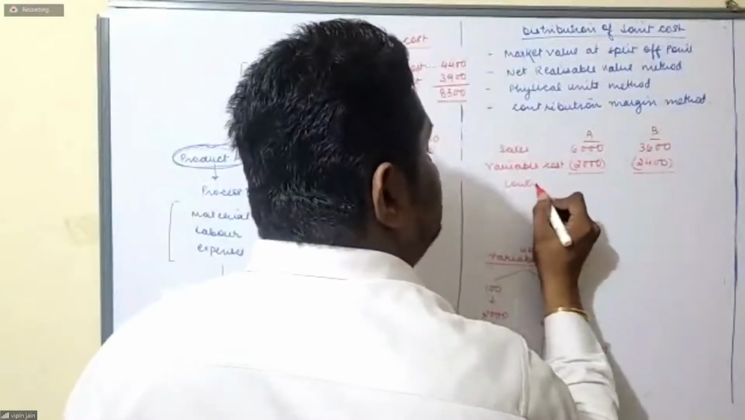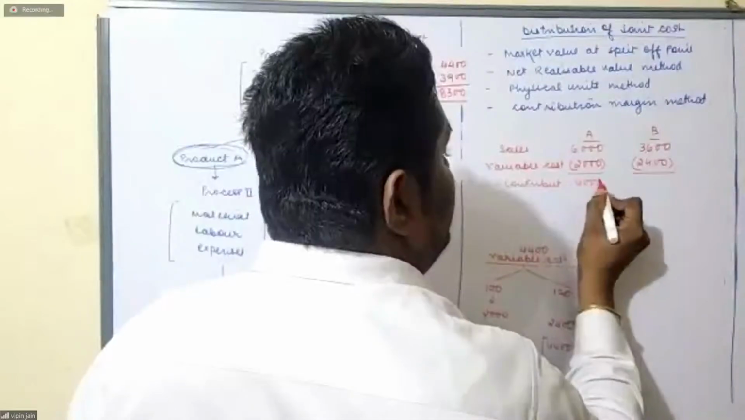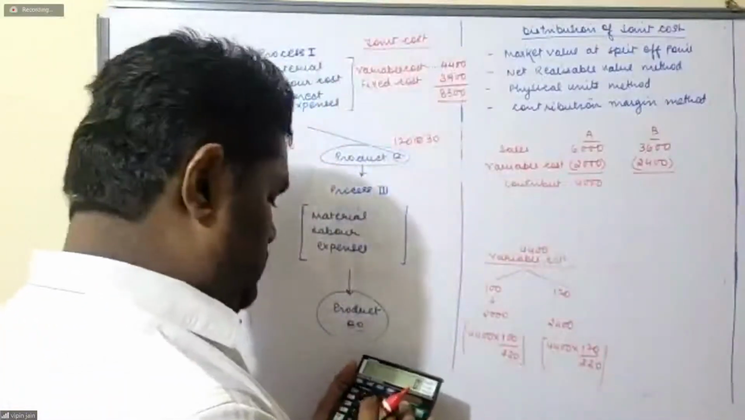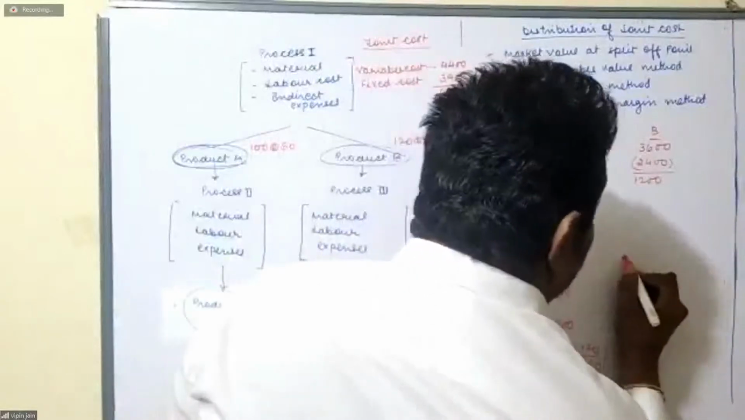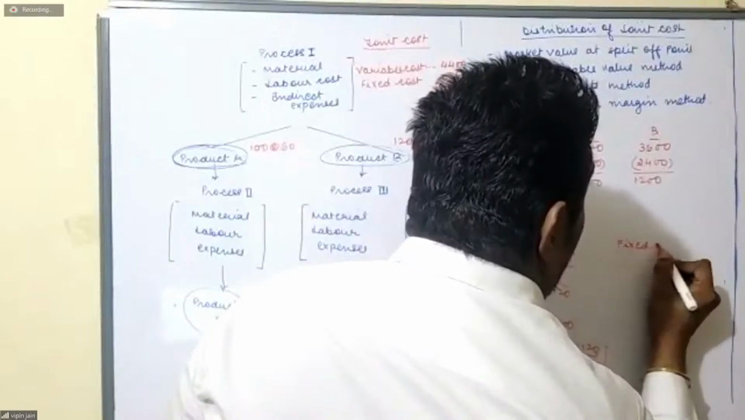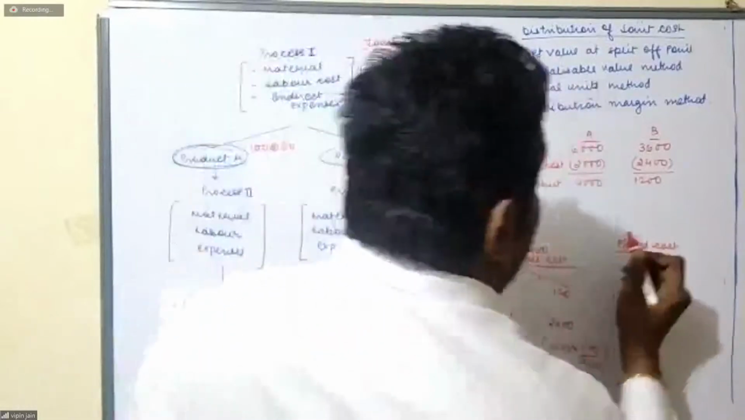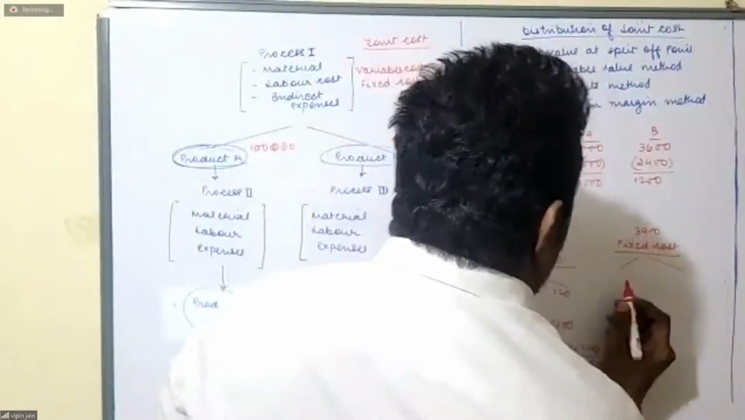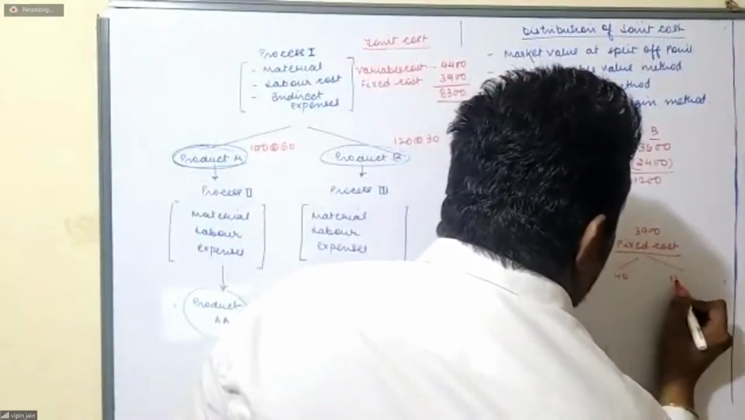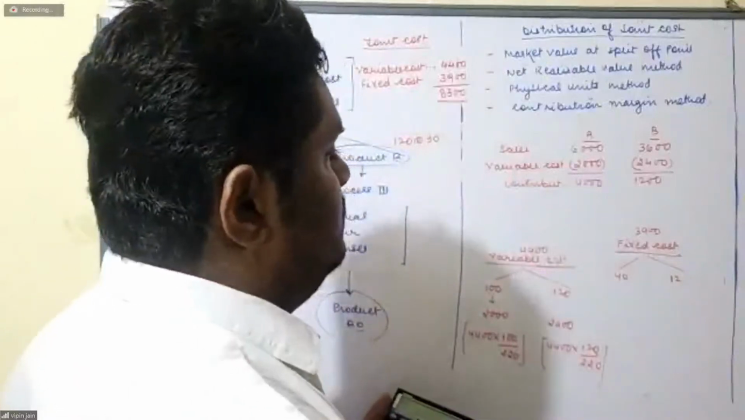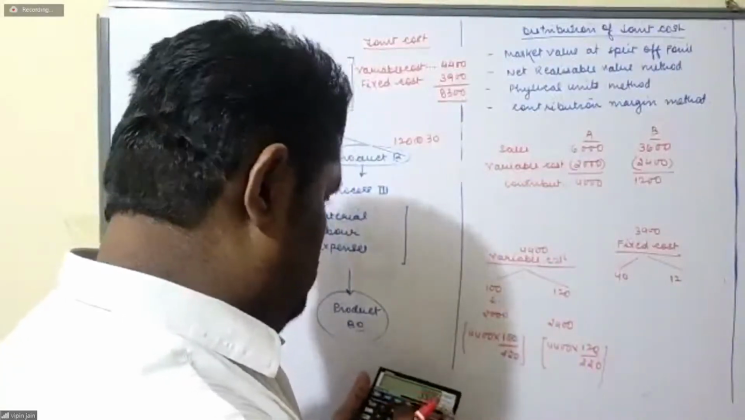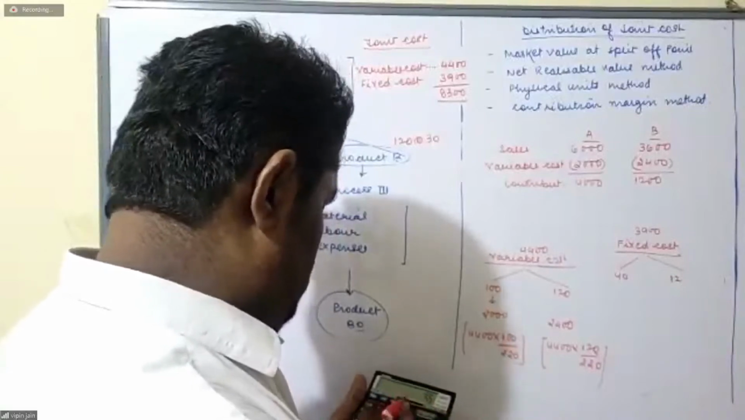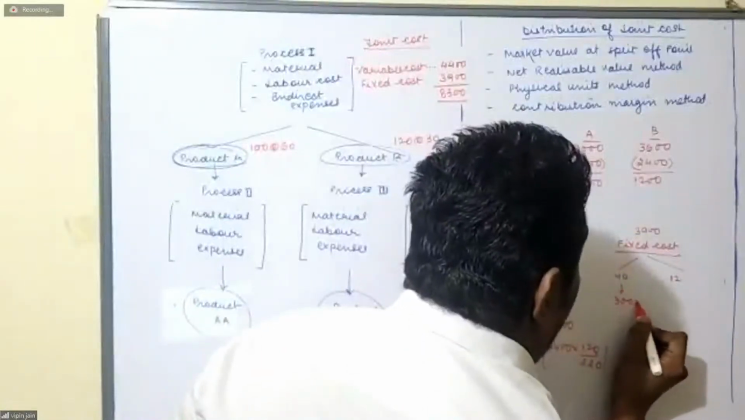So my contribution will be how much? This will be 4,000 and 1,200. So the contribution we have already calculated. Now we can easily distribute our fixed cost. My fixed cost is 3,900. It will be distributed in the ratio of 40 is to 12. So this will be 3,000 and this will be 900.